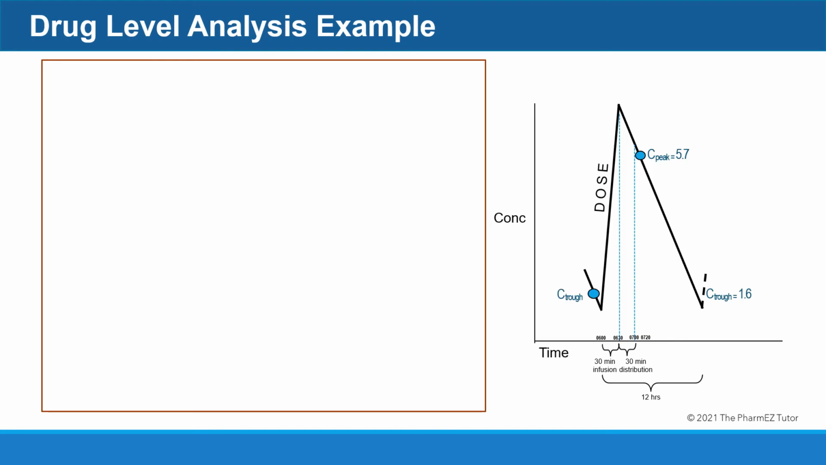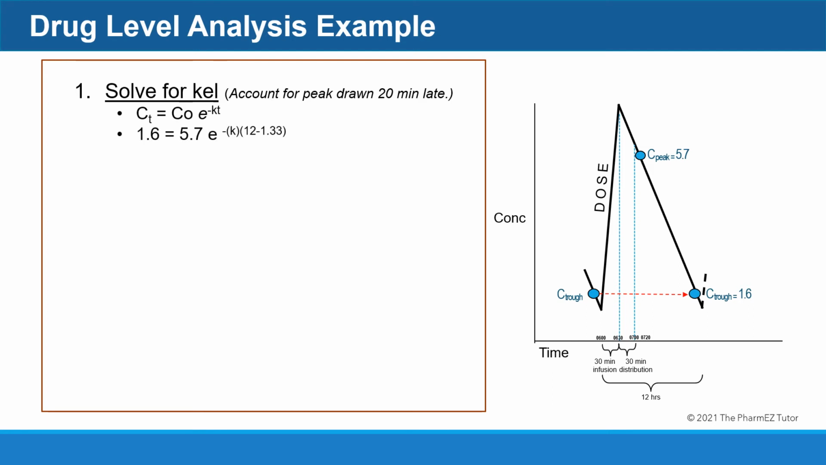When starting out, it's always a good idea to make a drawing of the drug levels and times on a graph, as in the diagram shown. The first step is to solve for KEL. We move the trough level over to the next dosing interval, as we're allowed to do this at steady state. We then use the degradation equation to solve for K.